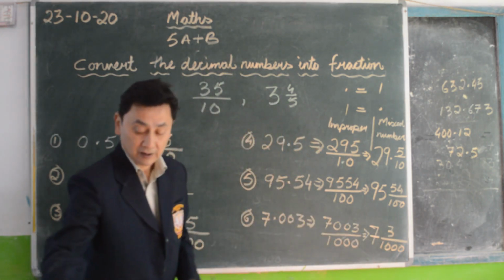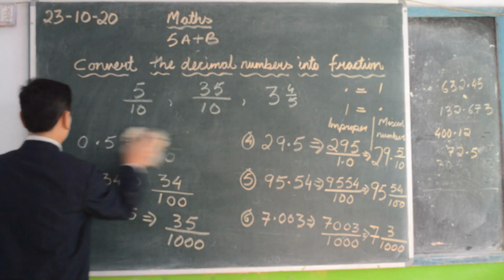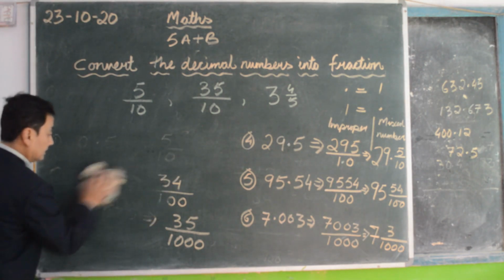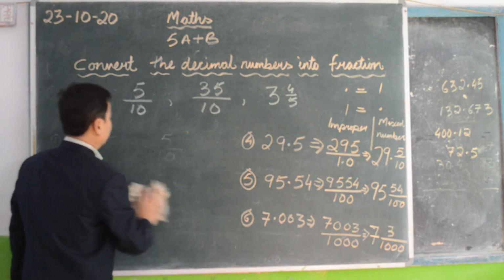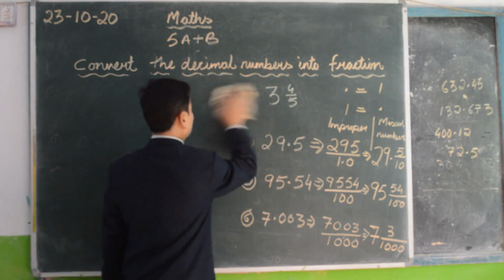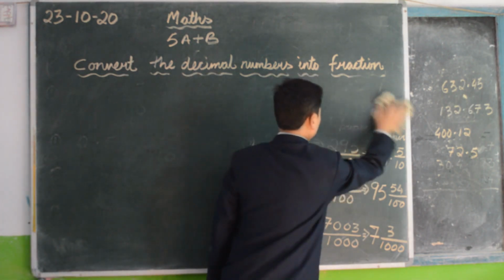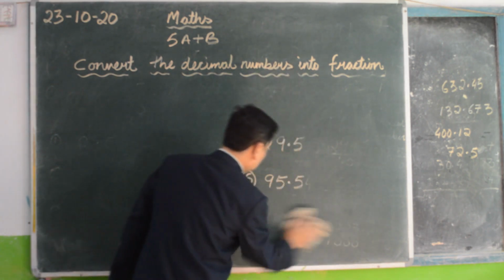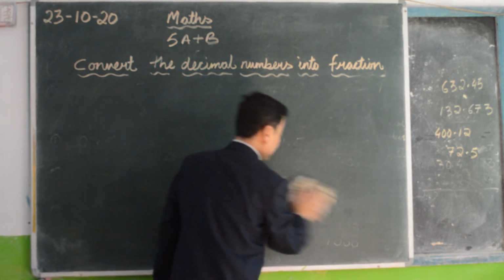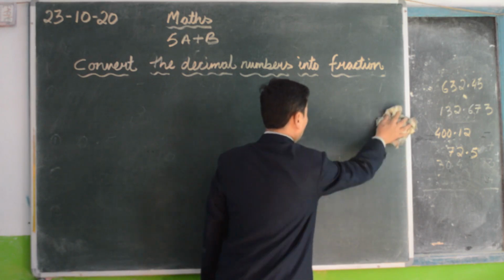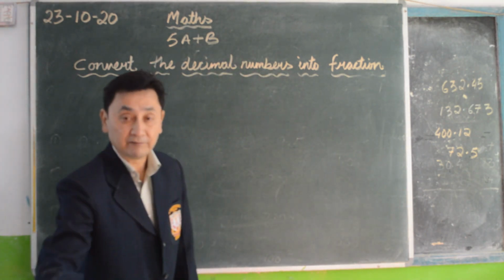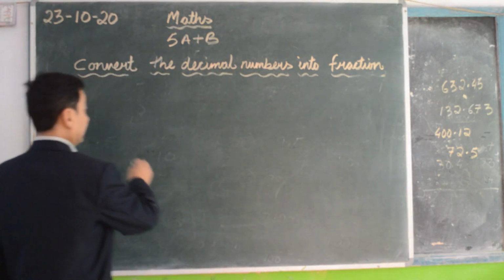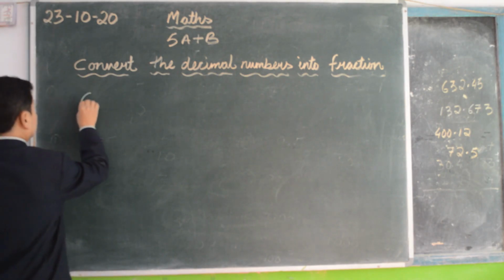So that's how we convert the decimal numbers into proper fraction or improper fraction, and improper fraction into a mixed number. So it's very easy, but you have to try and look and understand. Your attention should not waver. Do not look here and there. Let's do some more.